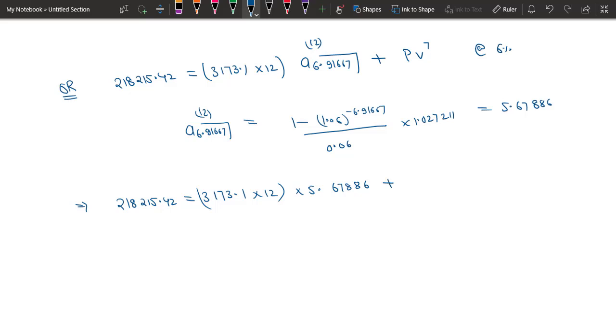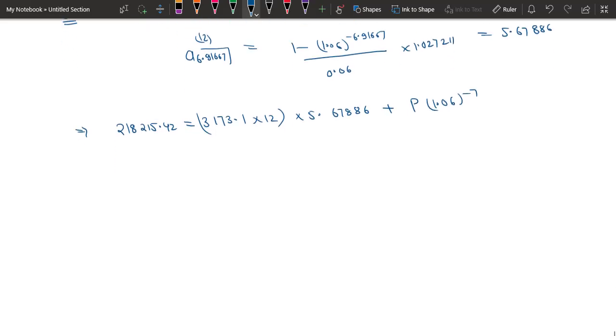So we can add this value again, P into 1.06 to the power minus 7. Okay. So when you solve this, you will get P equal to 2977.69. See, the regular installments were 3173, but the last installment is less than that. So our last installment is 2977.69.